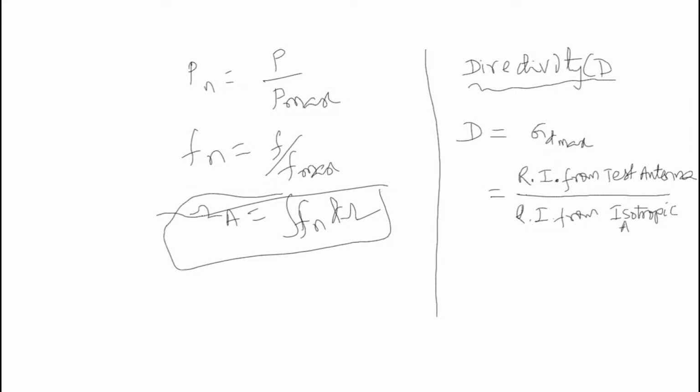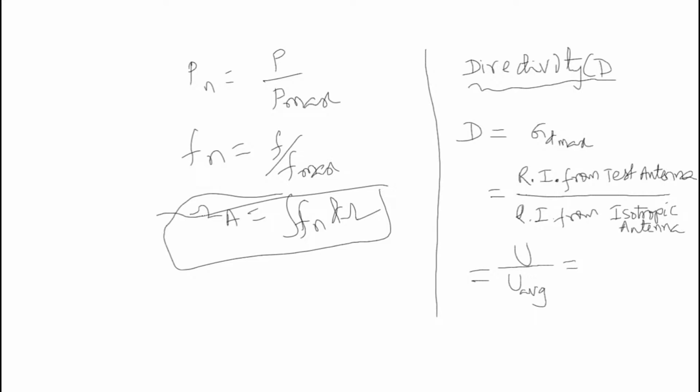Isotropic antenna is taken as the reference antenna. Isotropic antenna means an antenna which radiates energy uniformly in all directions. For the test antenna, radiation intensity is given by U, and radiation intensity from the isotropic antenna, as it radiates energy uniformly in all directions, that uniform value is taken as the average value of the radiation intensity.